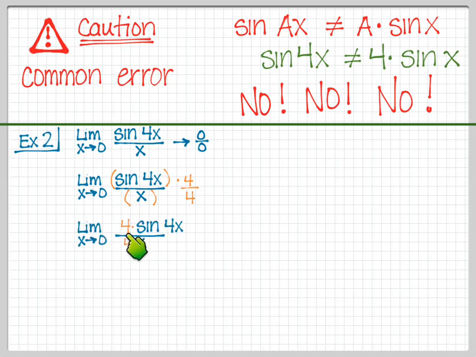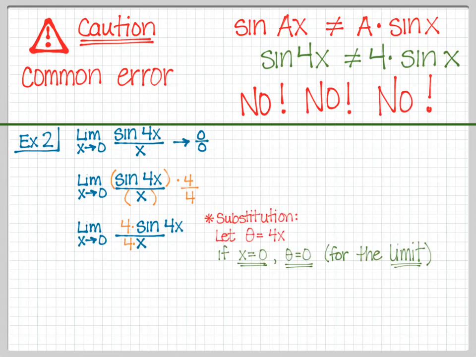We will have 4 times sine of 4x, because I just put that 4 in front there, because we're just multiplying that whole phrase times 4. And this x times 4 gives me 4x. Now, this angle is 4x, and this denominator is 4x. And I'm going to take this 4 and bring it out in front, because that's one of our identities.